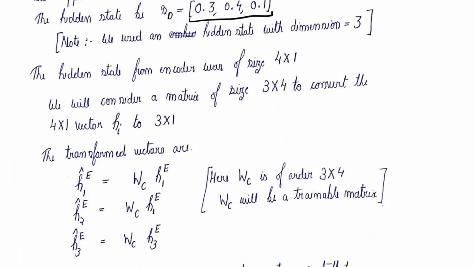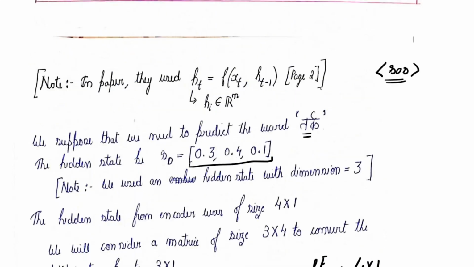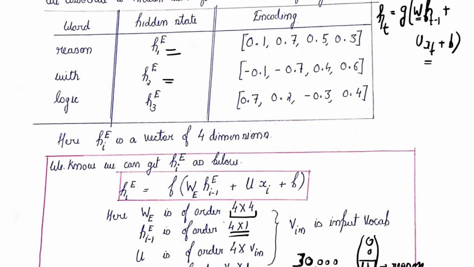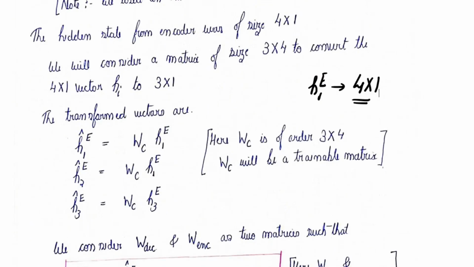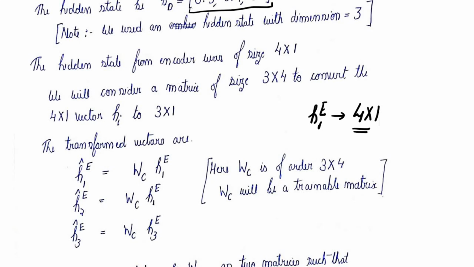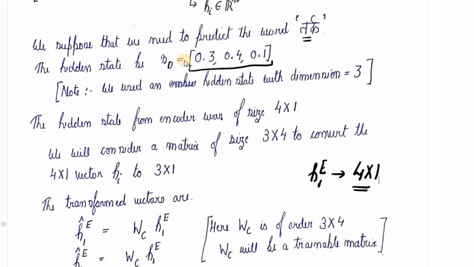So we will multiply. h1e, what we have got in the previous step, is a vector of order 4 cross 1, right? So in the encoder, we were having vectors of order 4 cross 1, which is shown over here. Now the decoder will expect the vectors to be of order 3 cross 1. Like this is the hidden state. It is of order 3 cross 1.